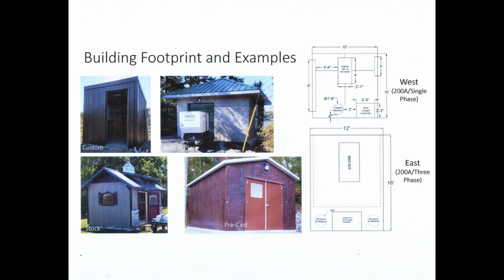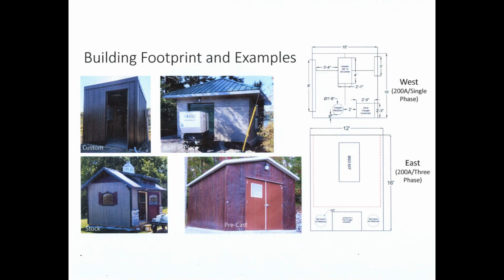The larger system would need an approximate 12 by 16 building. For a 50 horsepower compressor, that would need 200 amp, but it would need 3-phase, 460 to 480 volt service. Now, buildings can be any myriad of configurations.